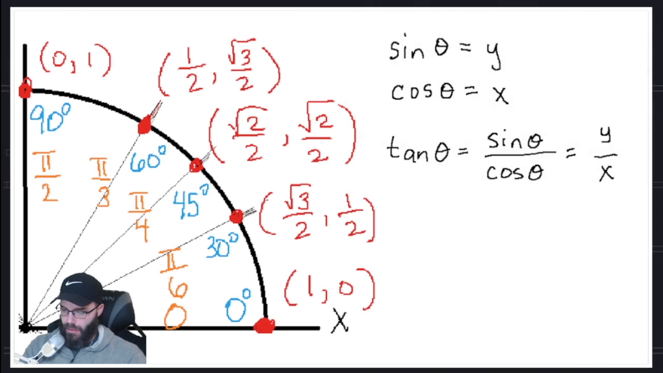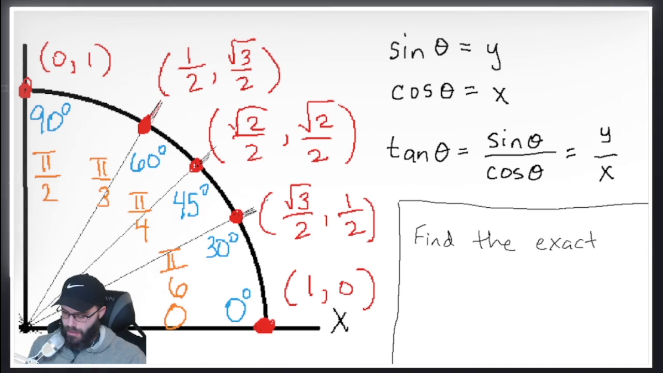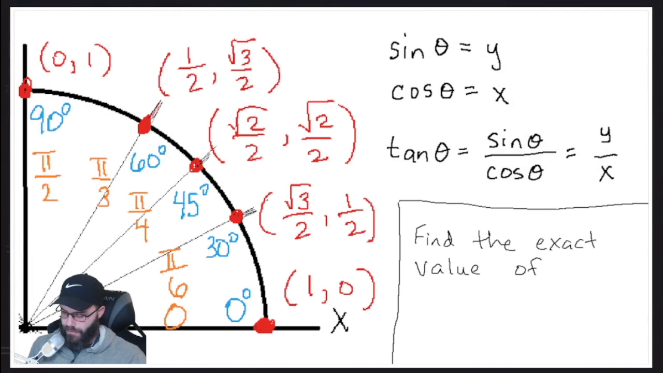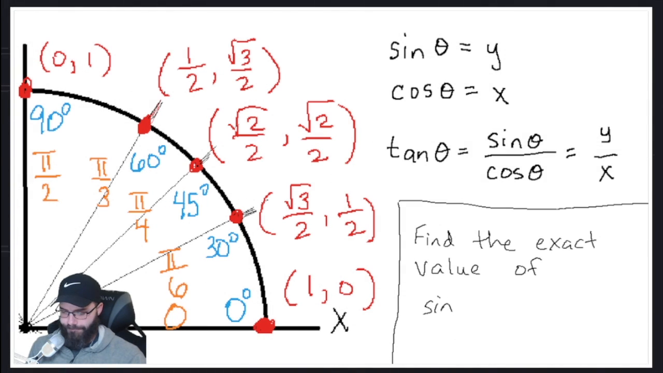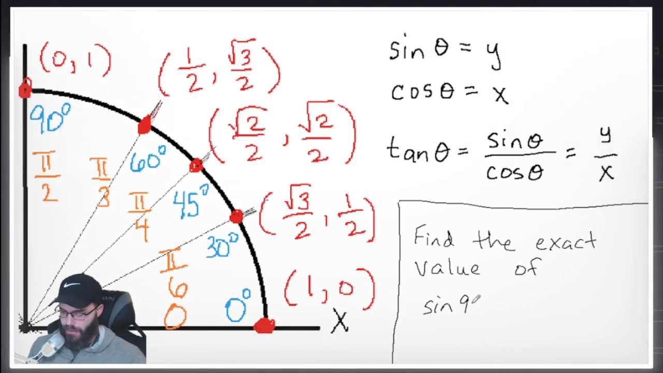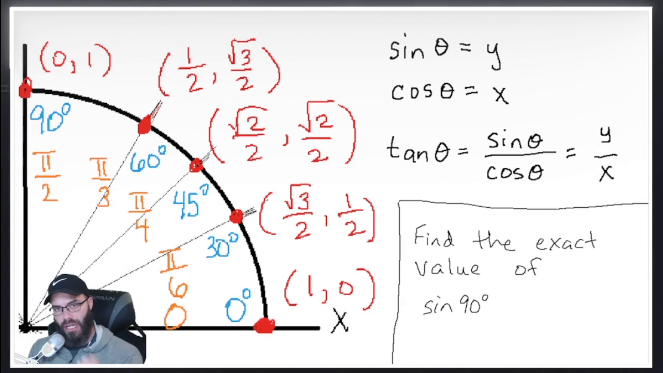Well, if we were to ask to find the exact value of, let's do something very easy for now, sine of 90 degrees. If you know your unit circle and you have an angle such as 90 degrees that lies on the unit circle, then you can easily calculate this. Sine of 90 degrees. So find 90 degrees on the unit circle, which we have here.